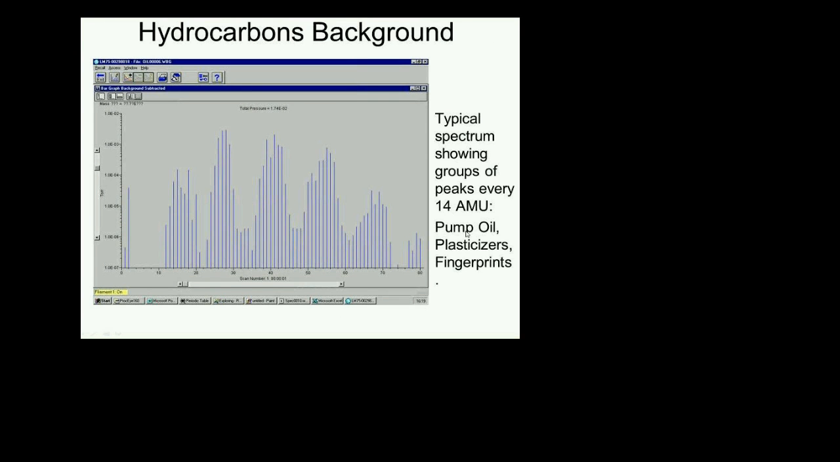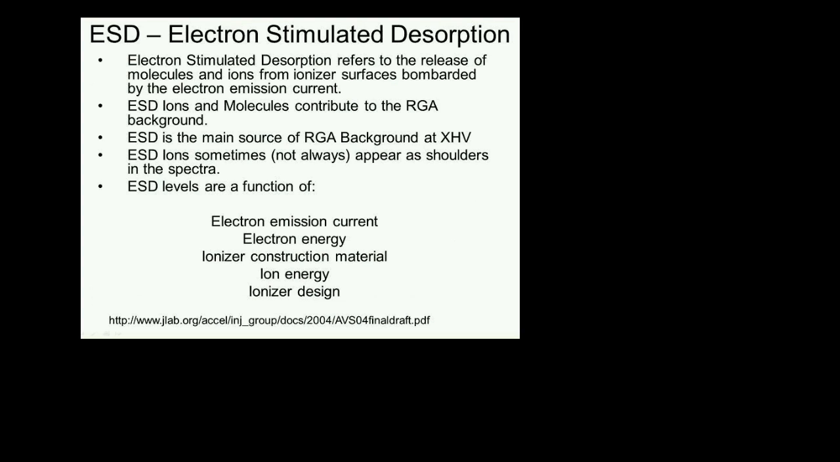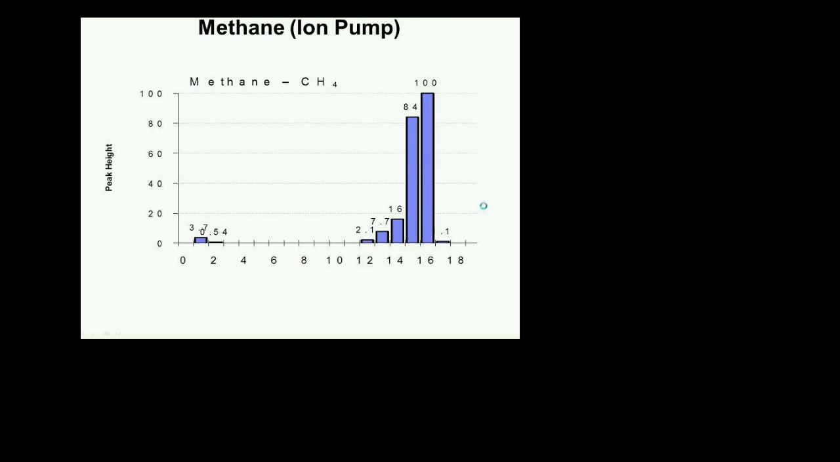Pump oil and plasticizers are very often seen when you pull an RGA out of a packaging container where it came in contact with plasticizers from the packaging. You put it on, they outgas for a while, you bake it out, and eventually they go away because they have high vapor pressure. So those are typical background gases.